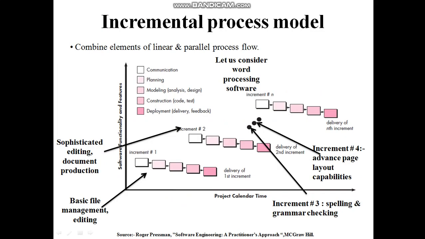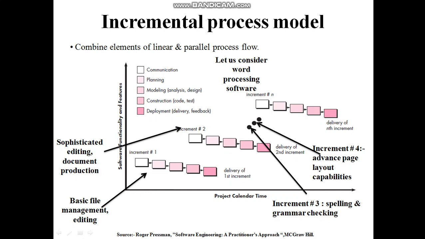So this is the incremental process model, where it is combining linear and parallel process flow, and this is the diagram for the incremental model which contains these steps: communication, planning, modeling, construction, deployment. So communication is very important, it's the very first step. Then planning, modeling contains analysis and design, construction contains the coding part and testing part, and deployment delivers the final product.